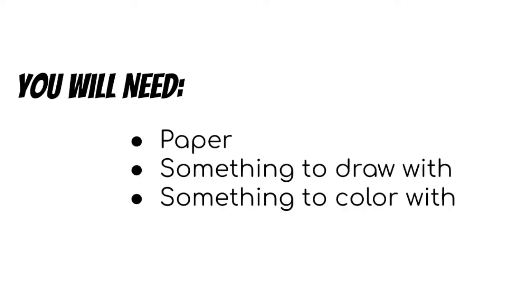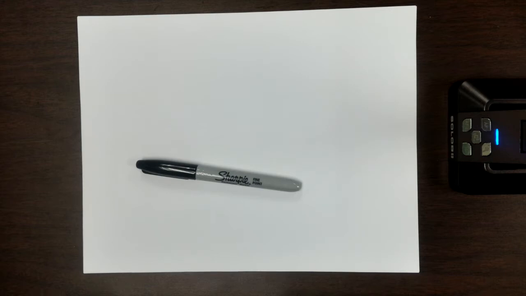For this project, you will need a piece of paper, something to draw with. I use a black permanent marker, and something to color with. For this project, I chose to use some watercolor paints, but anything will work. So get your materials and let's get started. Okay, let's get ready to make some radial symmetry flowers.